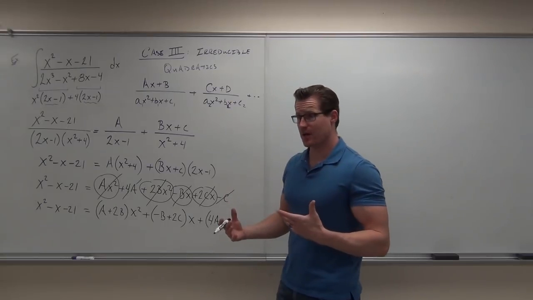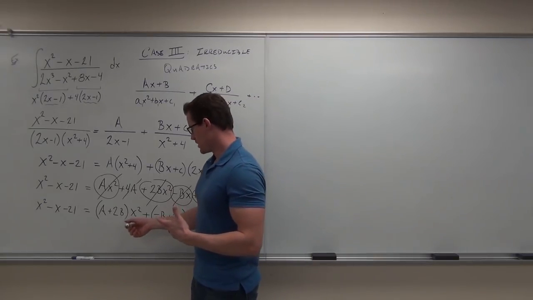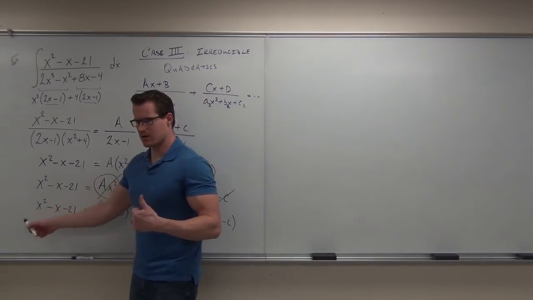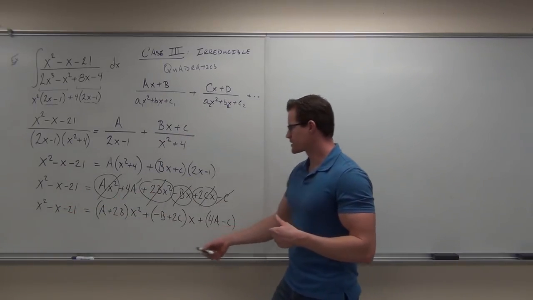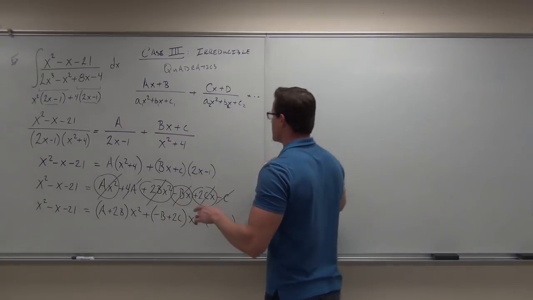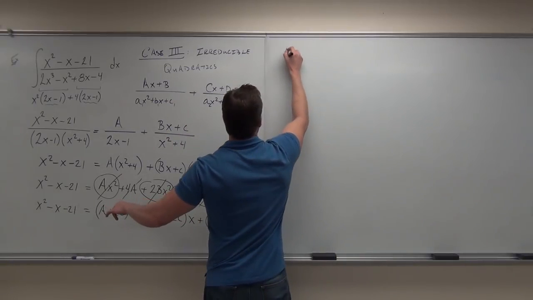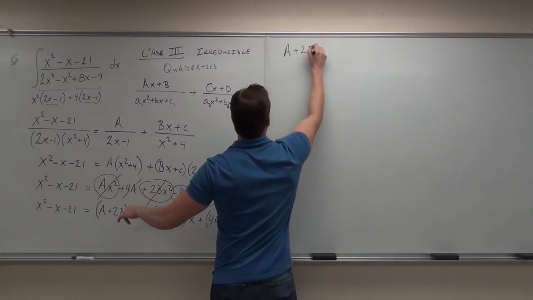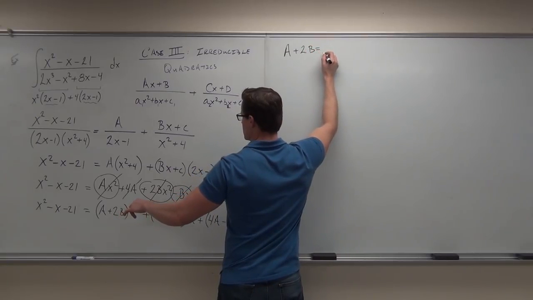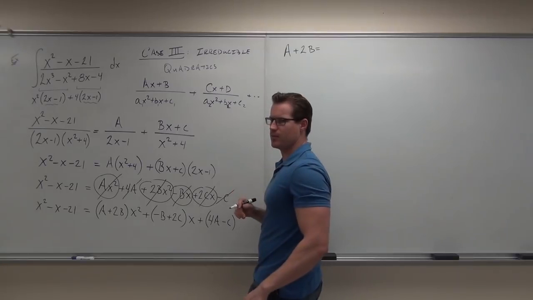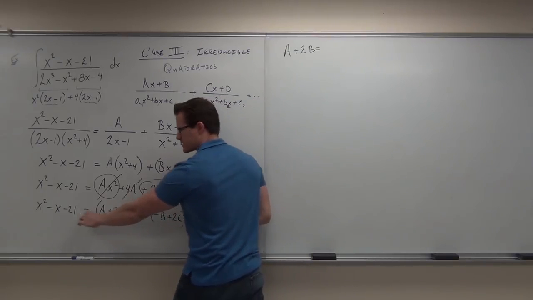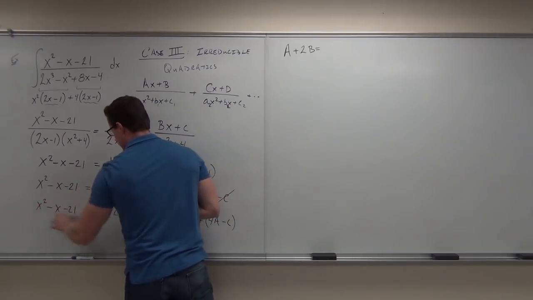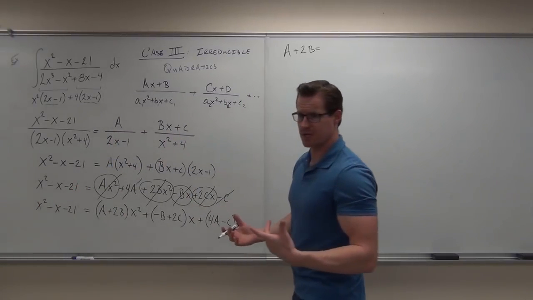Fantastic. What's nice about this is when we collect our terms, we have x squared. Hey, we match it up over here. We've got x, we match it up over here with our coefficients. We've got a constant, we match up with our constant. So you tell me, hopefully you can figure this out, if I put a plus 2b, how much is that equal to? 1. Well, where are you getting that 1 from? This is the coefficient of x squared, isn't it? It's got to be equal. So 1 equals a plus 2b.